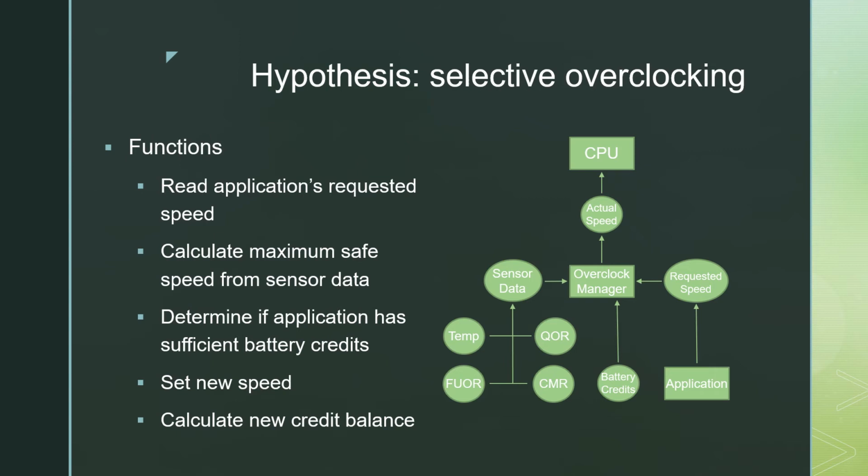This is a concept that would accumulate if the application runs at an underclock speed and would be spent when the application is running at overclock. This concept will allow applications to not abuse the overclock system. But again, the overclock manager takes a look and makes sure that there are sufficient battery credits for the request. Then it sets a new speed and calculates a new credit balance. This can happen at a periodic time, whether it's every second or every fraction of a second. The overclock manager would run through all of these steps.